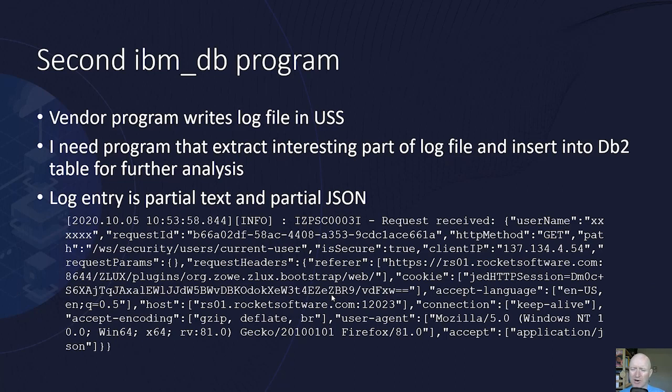So let's make it a bit more complicated. I had this vendor program. It writes a log file in Unix System Services, and I wanted to write a program to extract the interesting parts of that log file and then insert them into a DB2 table for doing further analytics on that data. I have an example of the log entry at the bottom of the screen. So you see there's a timestamp, there's a severity identifier, then there's a message code, some text, and then the rest is actually JSON. So the rest is a JSON document.